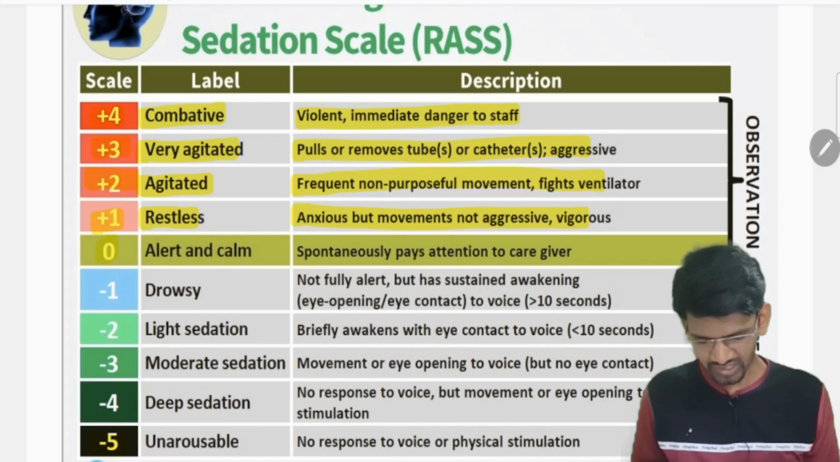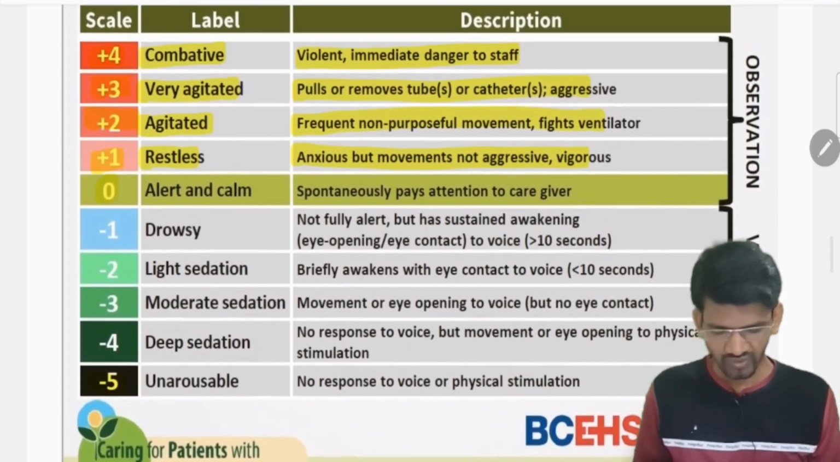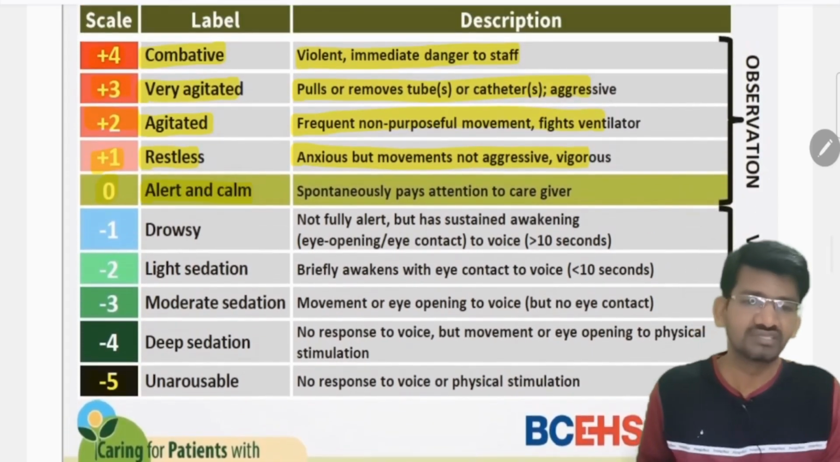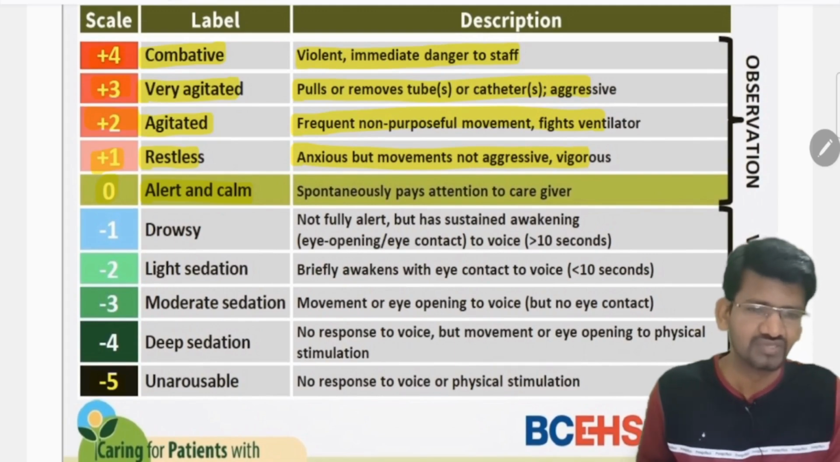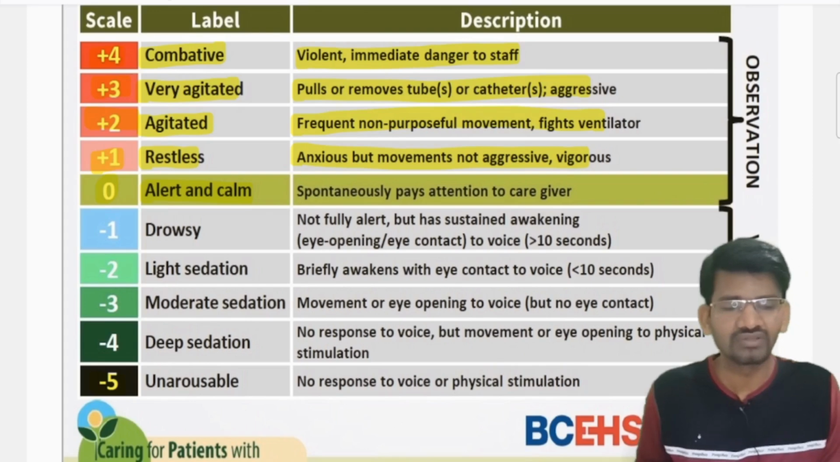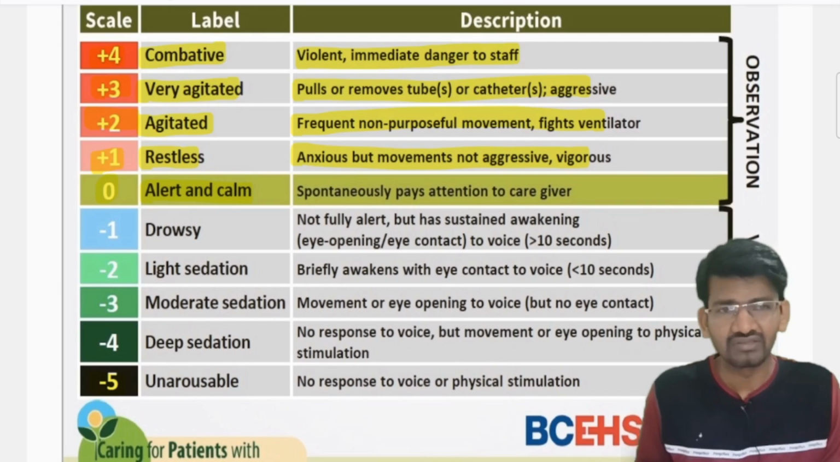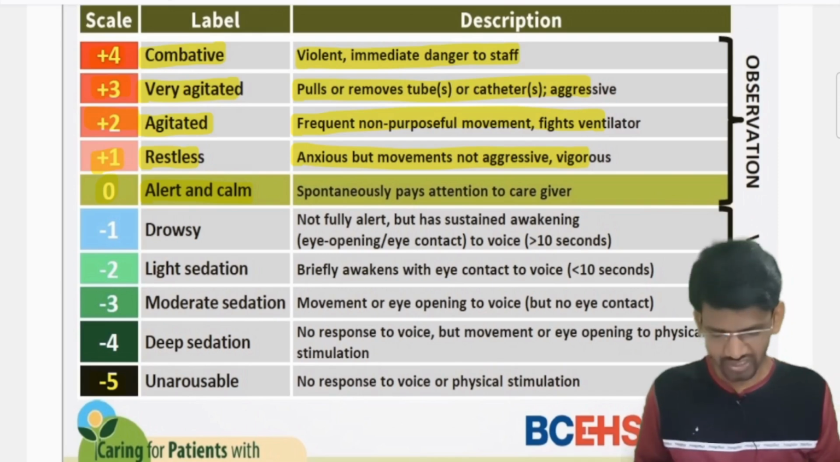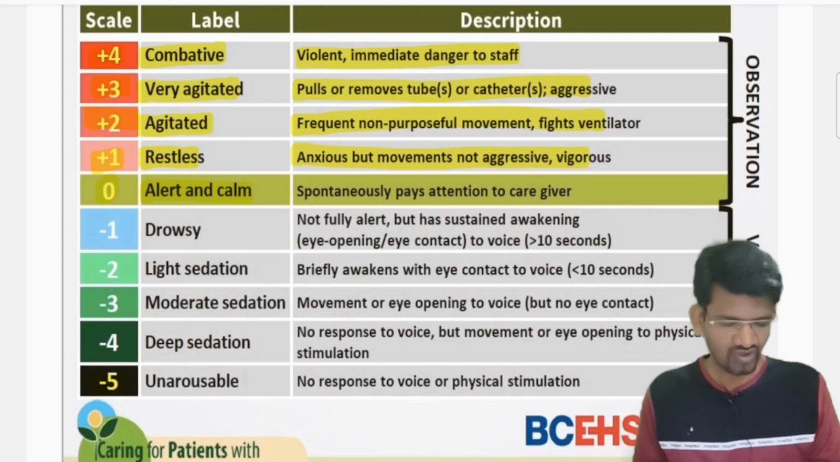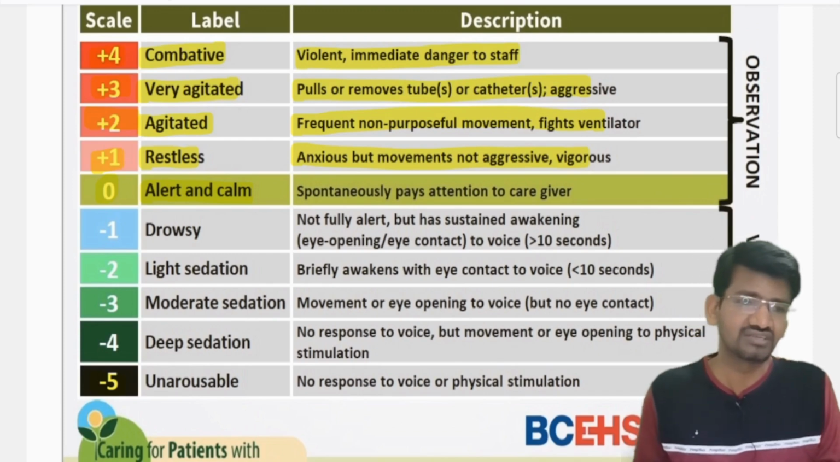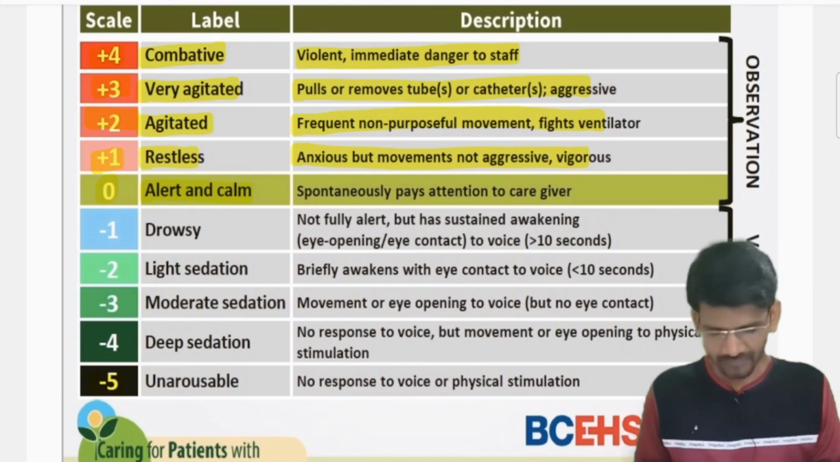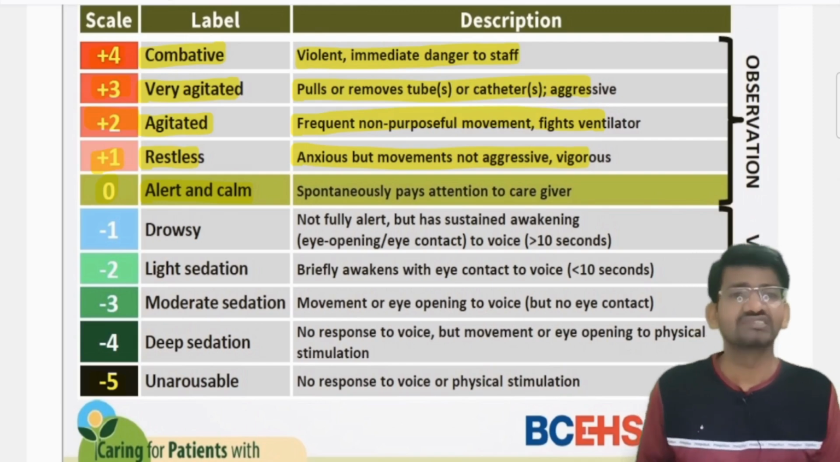And the score 0 is given for a patient who is calm and alert, means absolutely fine, paying attention to whoever the patient or healthcare provider is there. He listens to the commands and pays attention to whatever the healthcare staff says to the patient. All of this is observed under the agitation level.